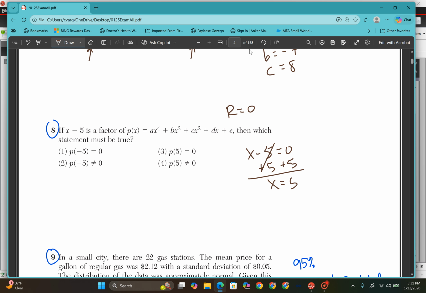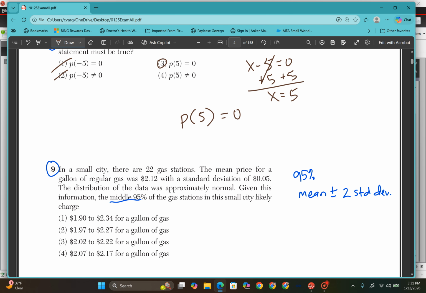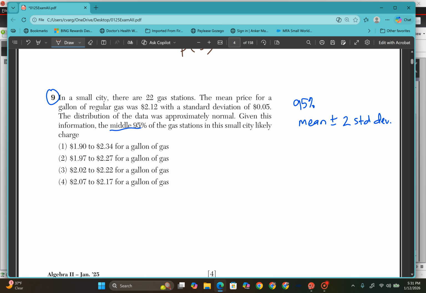That means that if we plug in a 5 here, like p of 5, okay, automatically right now, we're not plugging in negative 5, right? We've got to switch the sign. So we know that p of 5, when you plug 5 into every x here, has to give you a remainder of 0. So p of 5 equals 0. That one is choice 3. Okay. So again, if you know the remainder theorem, this will be pretty straightforward. All right.